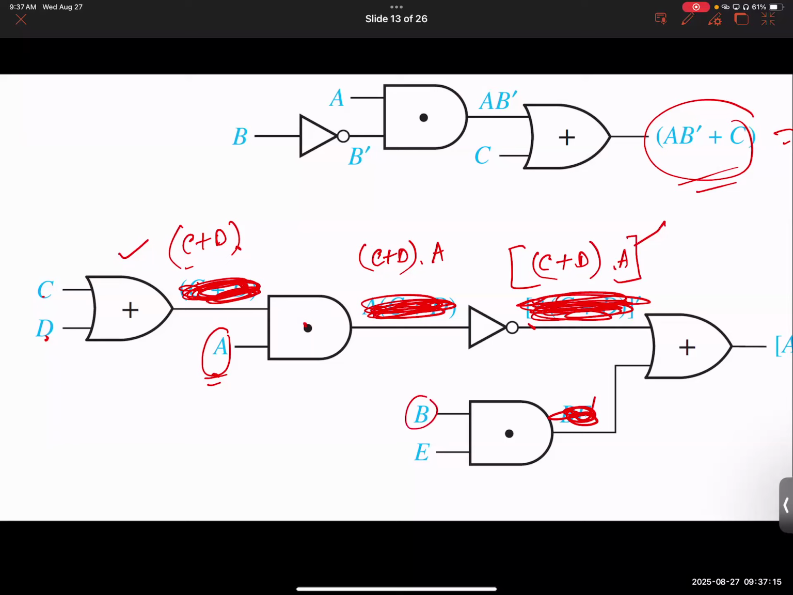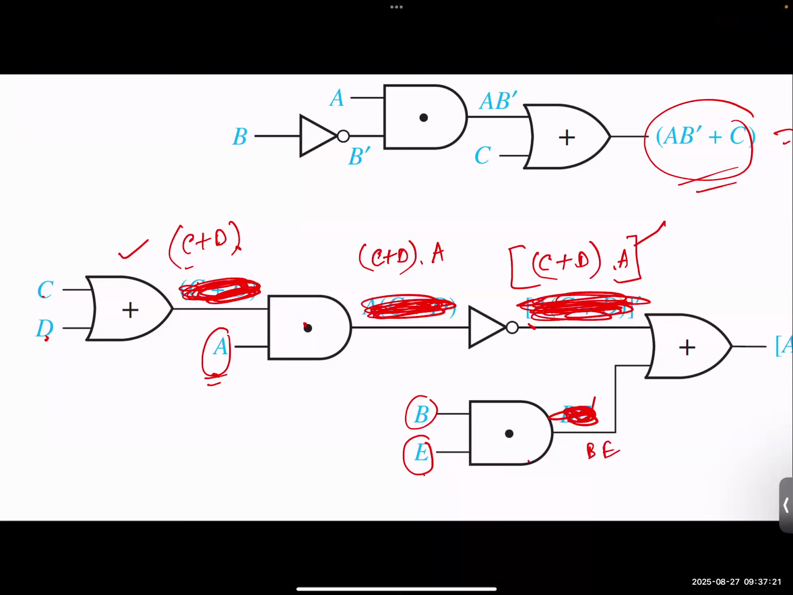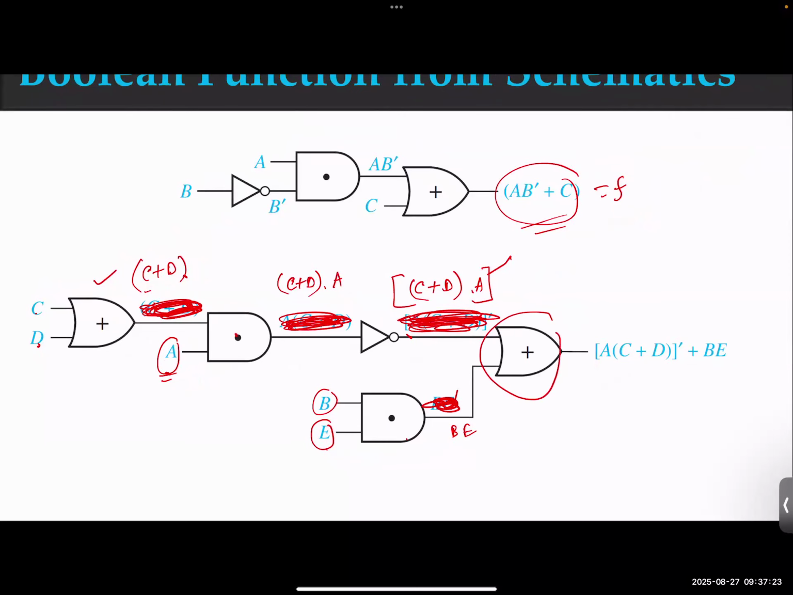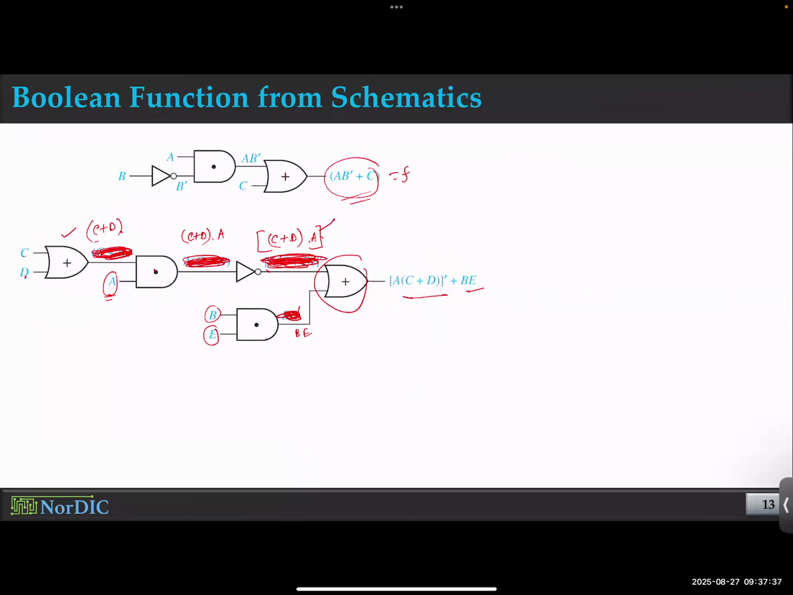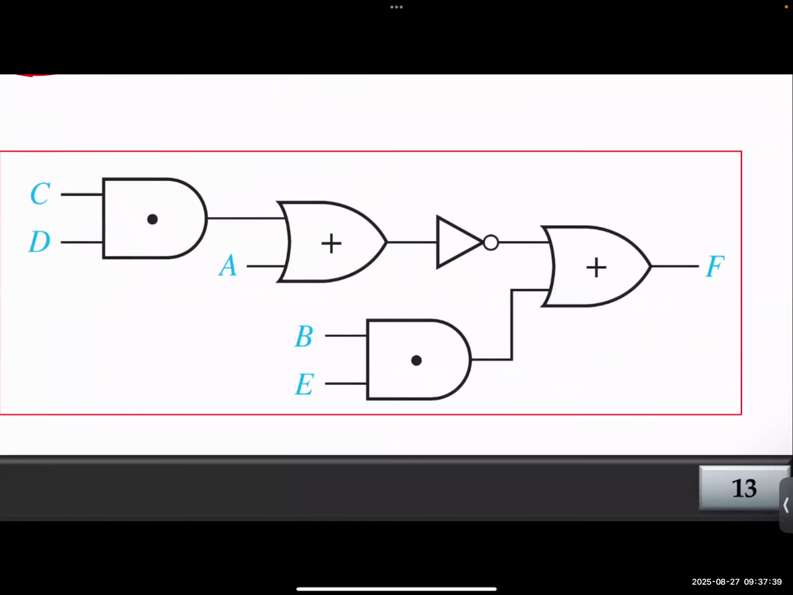What about this one? This is B and E. This is an AND gate. You'll be getting BE. And then finally, at the OR stage, both of these will be added. That's all. Super simple. Does that make sense? Don't worry, you'll get to practice a lot more in your homework and you should be in good shape. Let's do one last practice with this circuit.